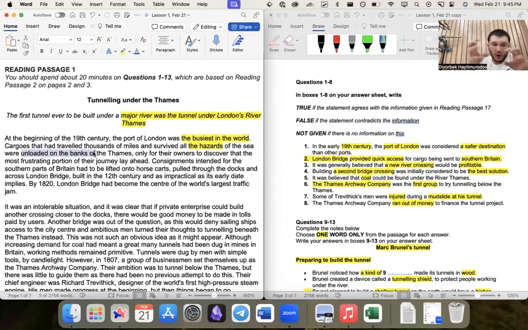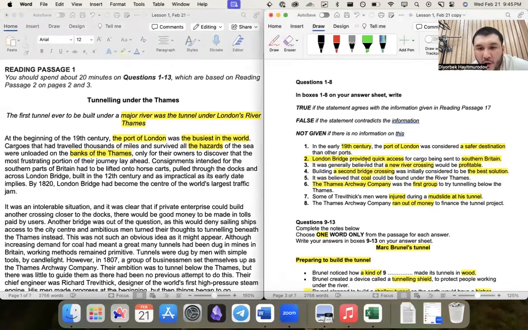Unloaded means you load, then you unload them on the banks of the river Thames, and only for their owners to discover that the most frustrating portion of their journey lay ahead. So you're bringing the cargoes to the banks of London, but the most frustrating portion is still ahead. We know the Port of London is the busiest. What's the answer for question number one?